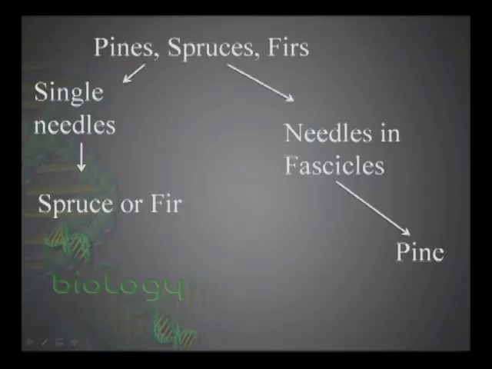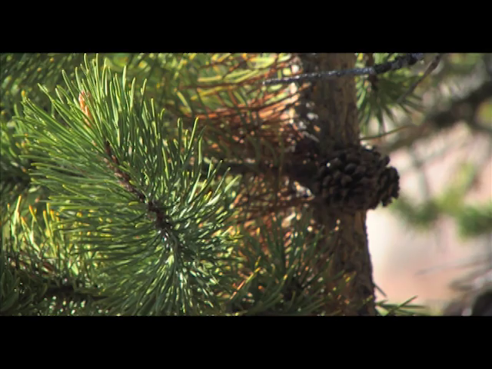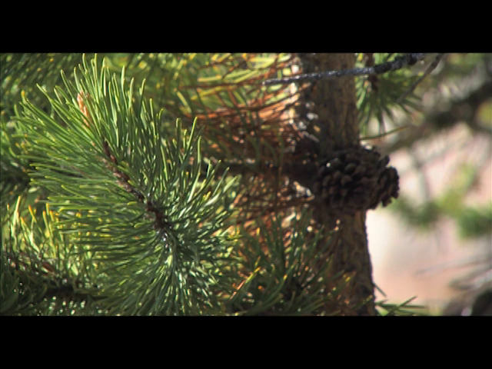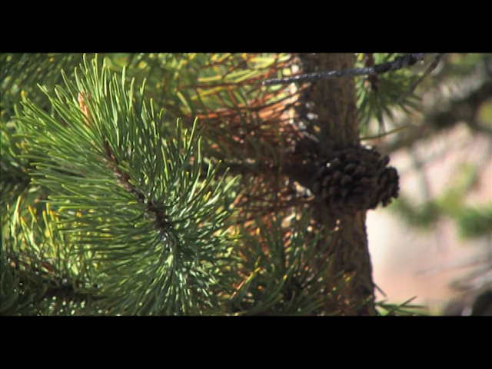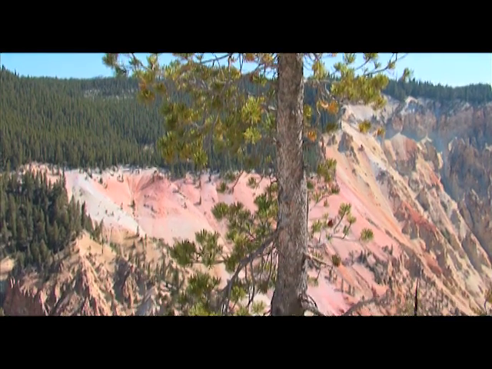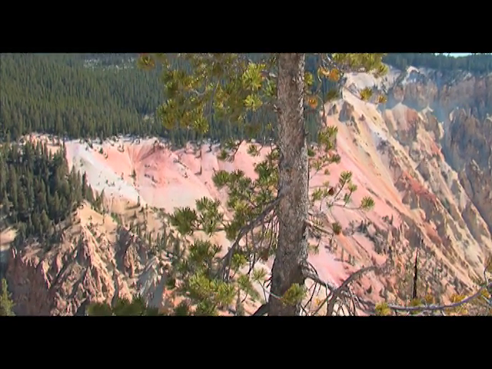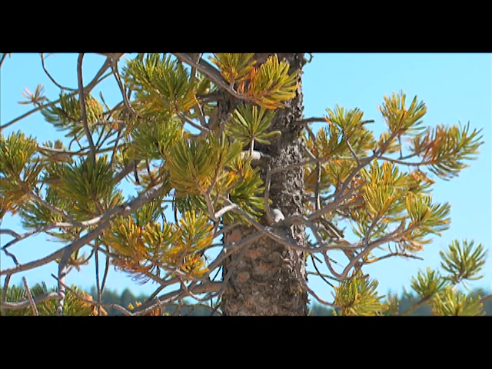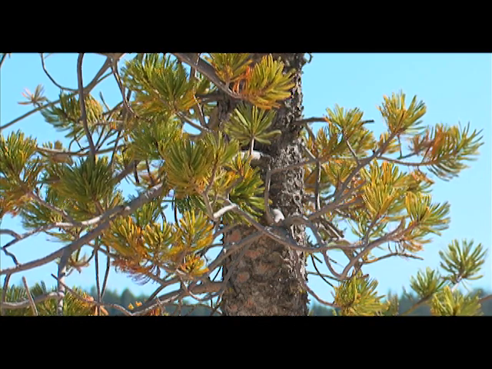Now, for pines, spruces, and firs, if we have single needles, then that's going to be a spruce or a fir. And if the needles are in fascicles or bundles, then it's going to be some type of a pine. Remember, a fascicle is a bundle of needles. In the Yellowstone ecosystem, we only see fascicles of 5 needles or 2 needles.